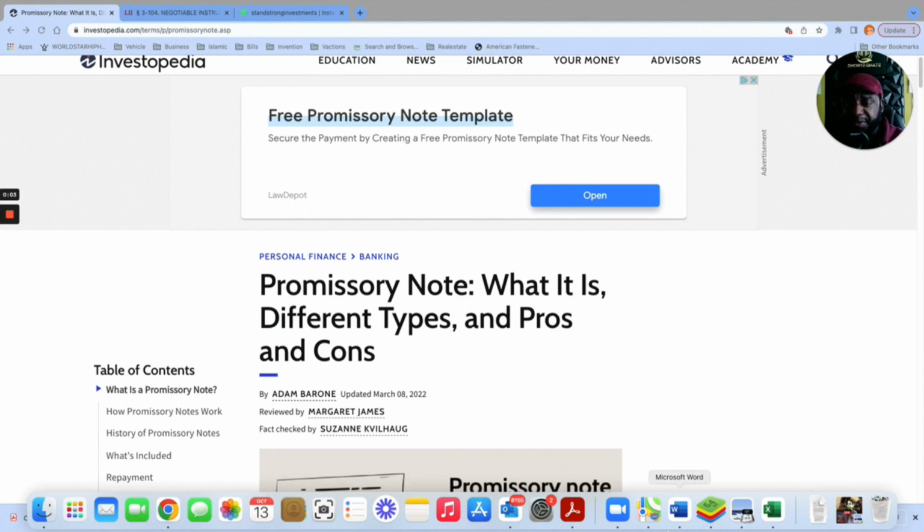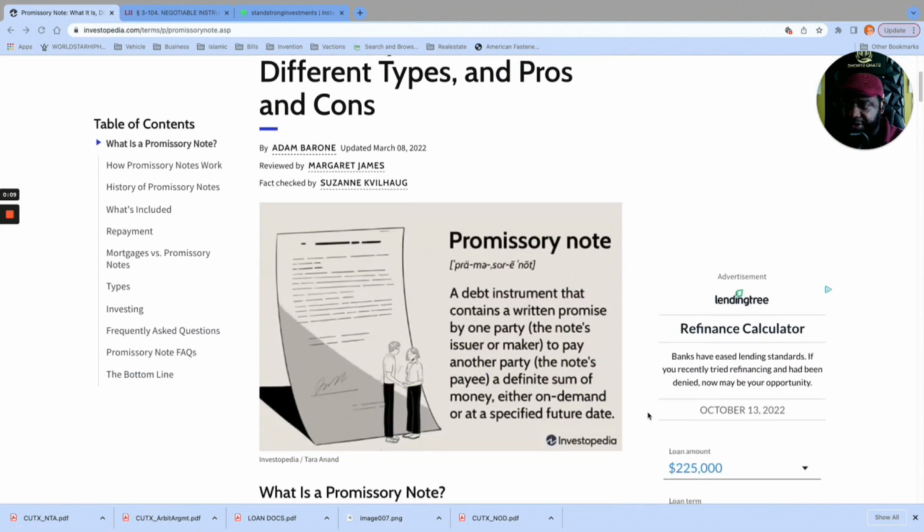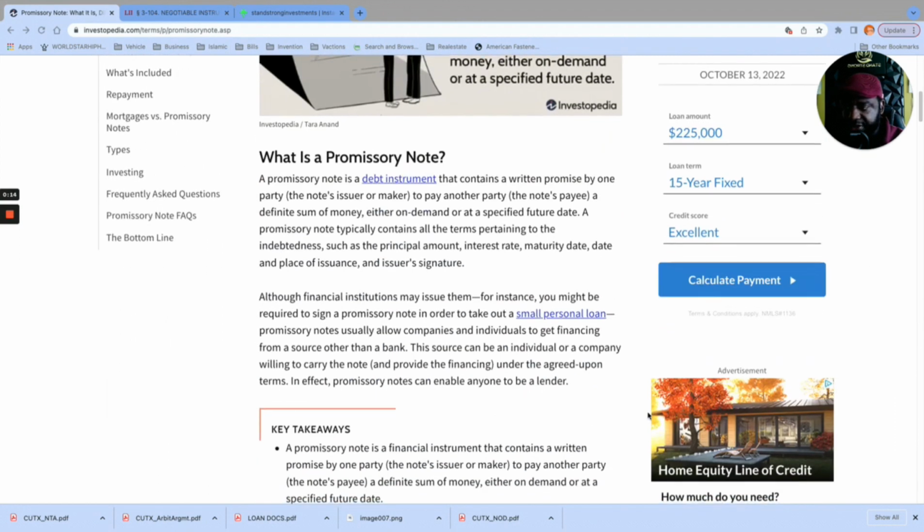Peace and blessings. Now we're going to look at the third document in relationship to a mortgage. This is the promissory note. And this is on Investopedia: Promissory note, what it is, different types, pros and cons. What is a promissory note?